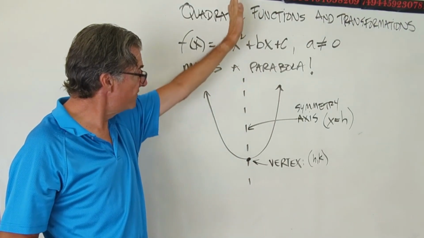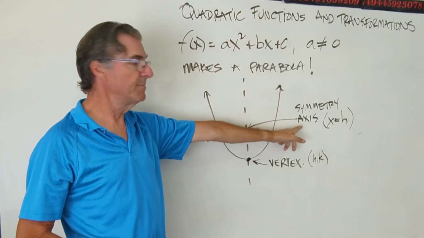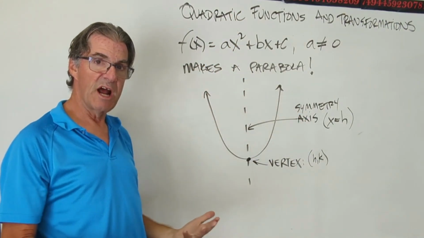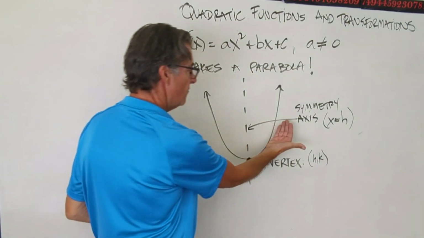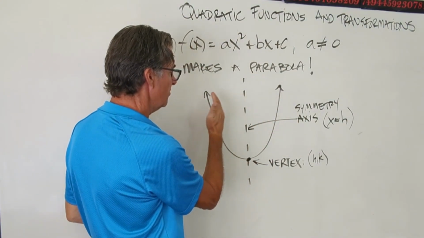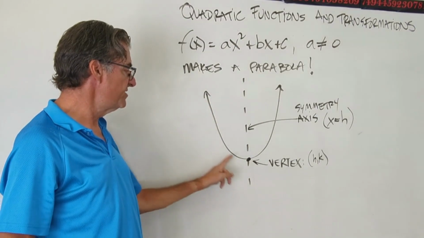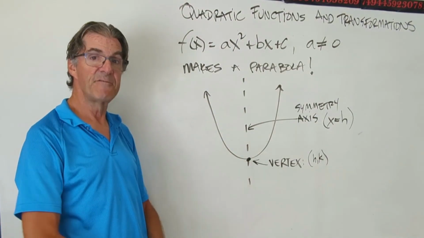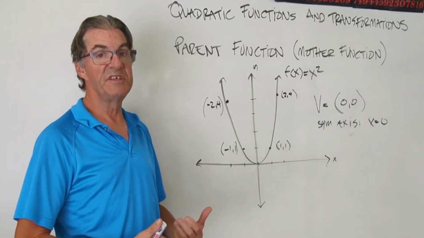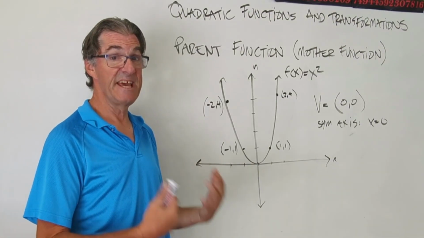And then we also have this vertical line called the symmetry axis. Every parabola has one of these, and the rightmost limb reflects right across the symmetry axis and lines up perfectly with the leftmost limb. Let's put this on the coordinate plane and take a look.